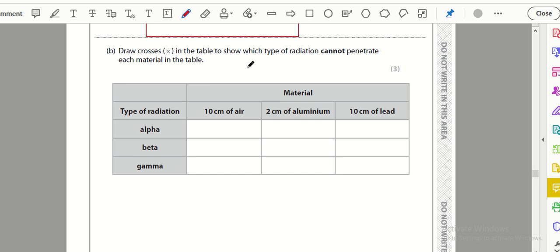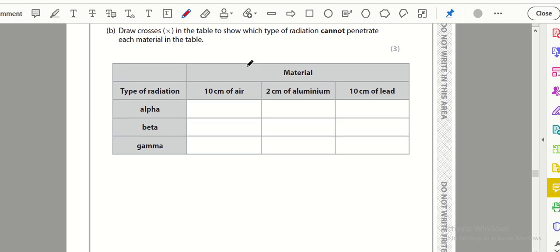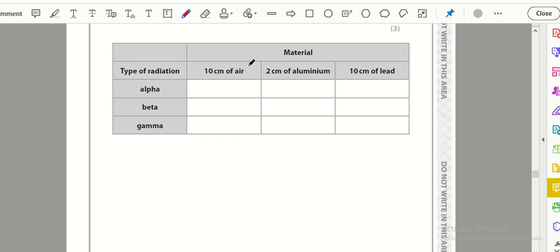Draw cross in table to show which type of radiation cannot penetrate each material. Alpha cannot penetrate all of the three: 10 centimeter of air, 2 centimeter of aluminum, and 10 centimeter of lead. Beta can penetrate 10 centimeter of air, but not 2 centimeter of aluminum and not 10 centimeter of lead. Gamma can penetrate 10 centimeter of air, 2 centimeter of aluminum, but not 10 centimeter of lead.